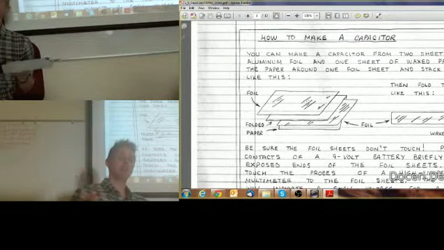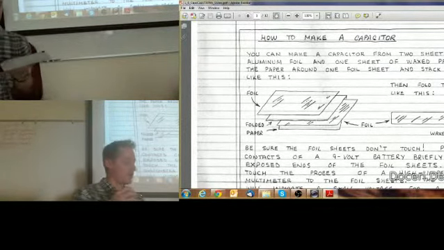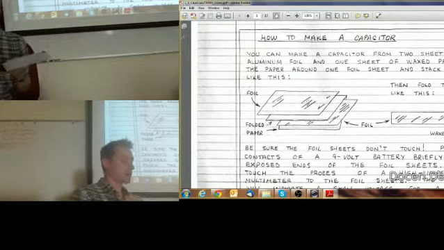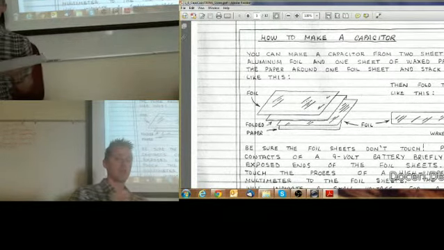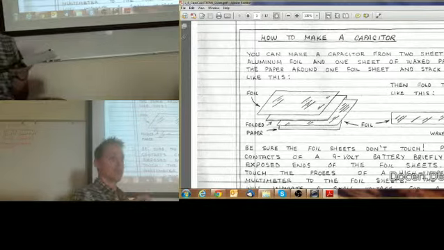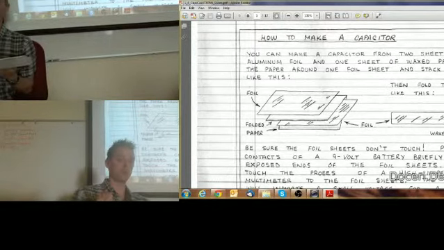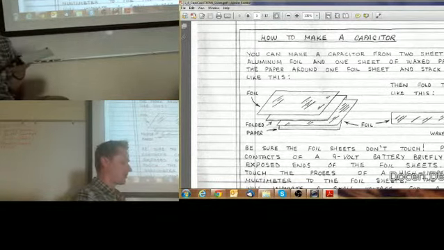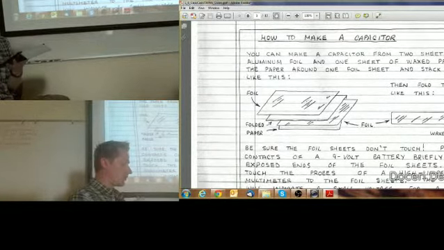You're touching the wax paper, but you've got the 2 metal plates. You want to keep them electrically isolated from a conducting standpoint. You don't want them to be good conductors because then it'll short the capacitor out. So you can take 2 pieces of aluminum foil, put them in between wax paper, and then roll them up.